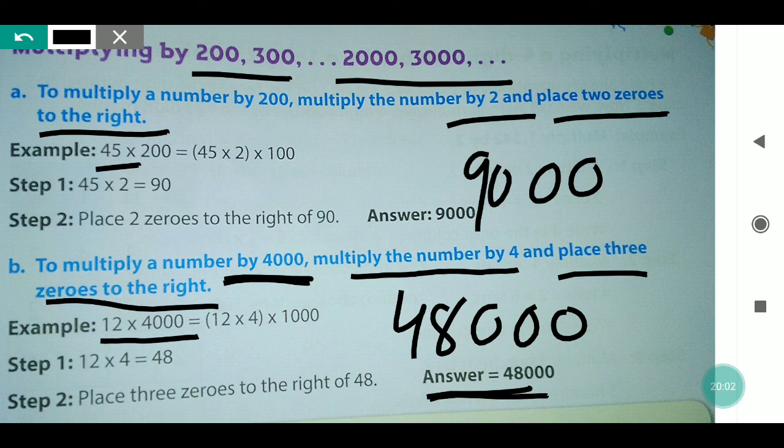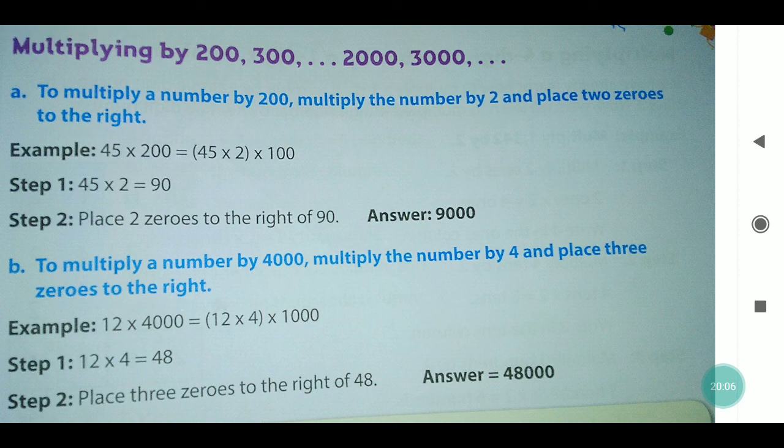Okay, so when you apply these rules, it will make the sums easier for you to do, my dear.